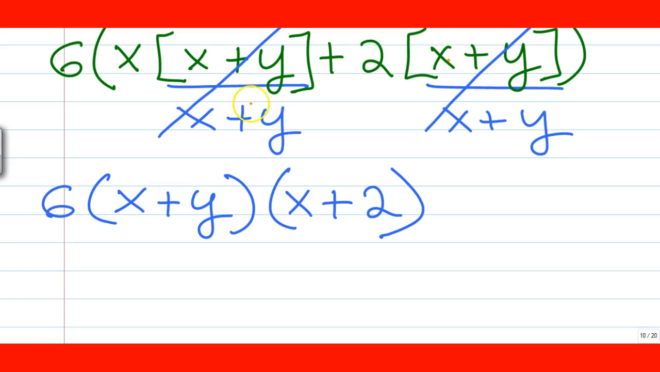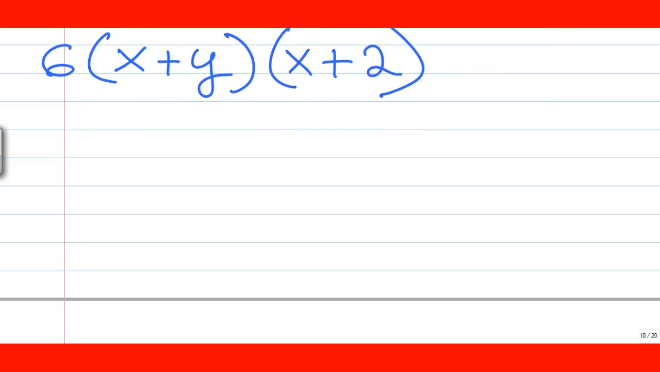This time when it divides out, it's going all the way outside with the 6. So it's going to come out here and join the 6. We end up with the 6 times the x plus y. Then I cancel those out. What I've got left up here goes inside this second set of parentheses. So I have an x plus 2. So I have an x plus 2 for my final answer here.